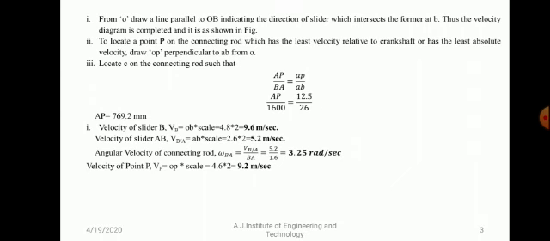This is one type of problem where, to locate the point P, first you draw the velocity diagram and find the least absolute velocity. From that, you see the ratio of AP to AB. Then we know the BA length, 1600 mm. You calculate from that ratio what AP is equal to.